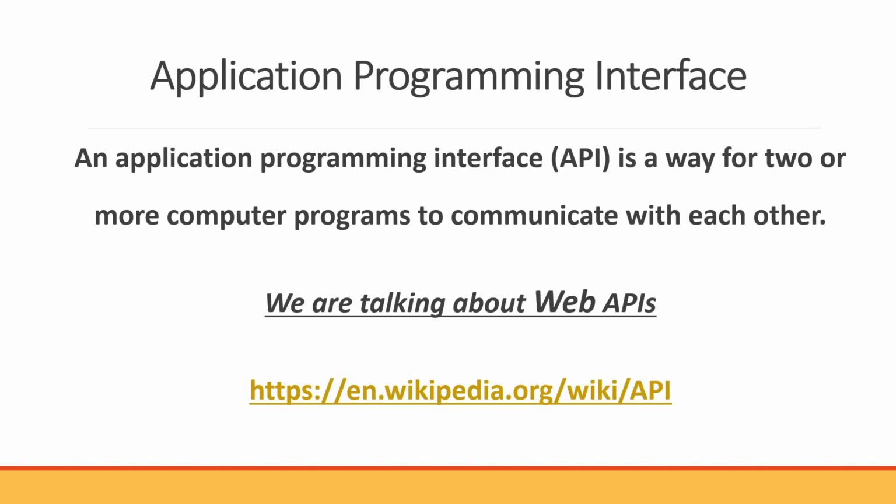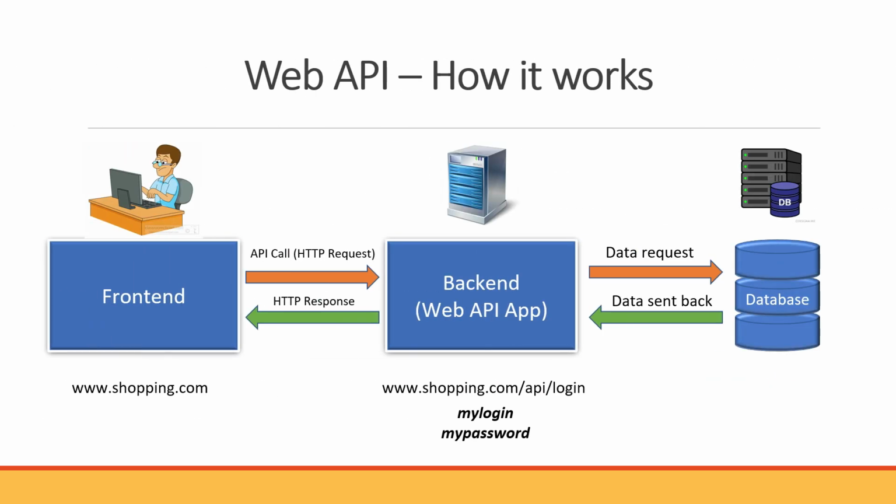Here's the definition. An application programming interface is a way for two or more computer programs to communicate with each other. Most often when we talk about APIs, we talk about web APIs, and that's what we're going to discuss in this video. And web APIs are computer programs that communicate with each other via the internet. On this slide you can see a typical setup.